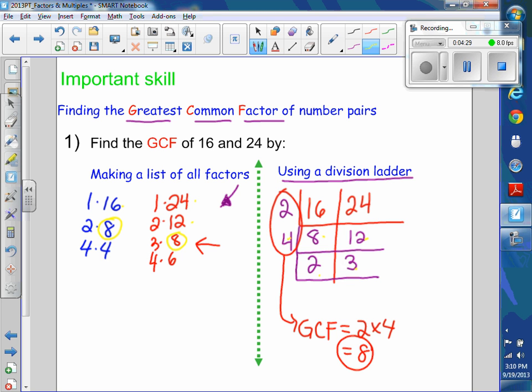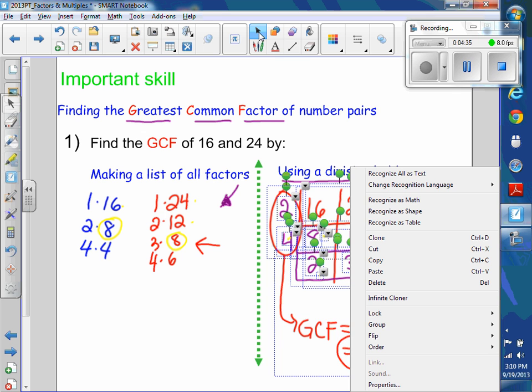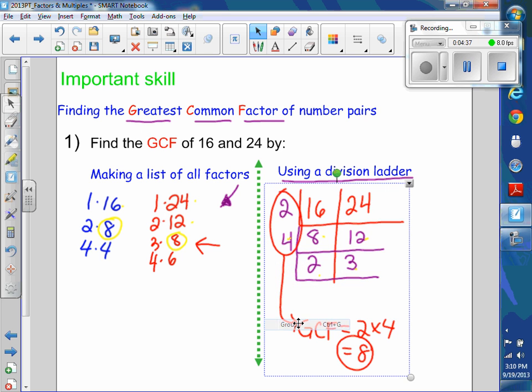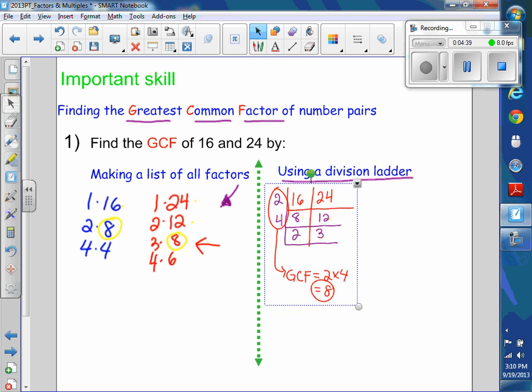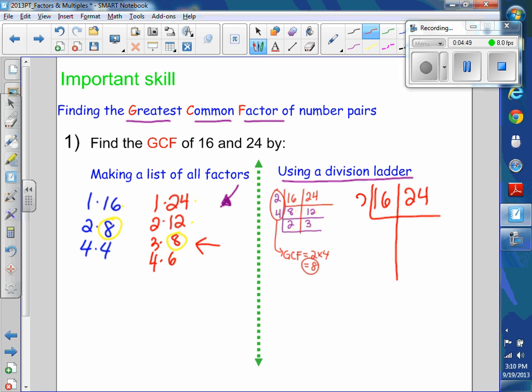Oh, okay. But did you guys notice that Wyatt also had said you could do 2 goes into both of these? So what if we changed it up a little bit? And what if you ended up doing it a little bit different? 16 and 24, you started the same maybe, you still took a 2 out, still get the 8 and the 12, because 16 divided by 2 is 8, and 24 divided by 2 is 12. Then you could do 2.